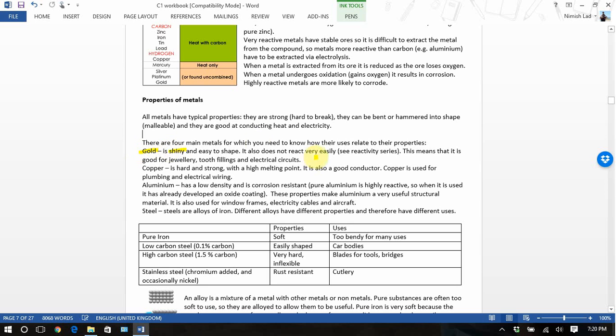Gold is shiny and easy to shape, so it's malleable. It's not very reactive, and it's good for jewellery, tooth fillings, and electrical circuits. Copper is hard and strong, has a high melting point, and is a good conductor, so it's used for plumbing and electrical wiring. Aluminium has a low density and is corrosion resistant.